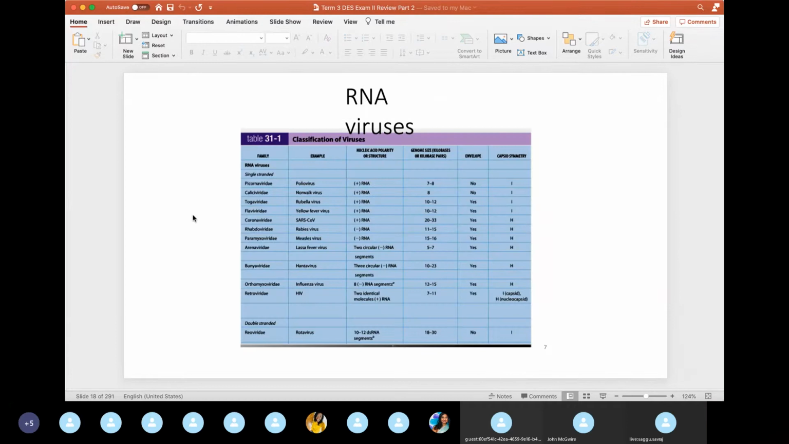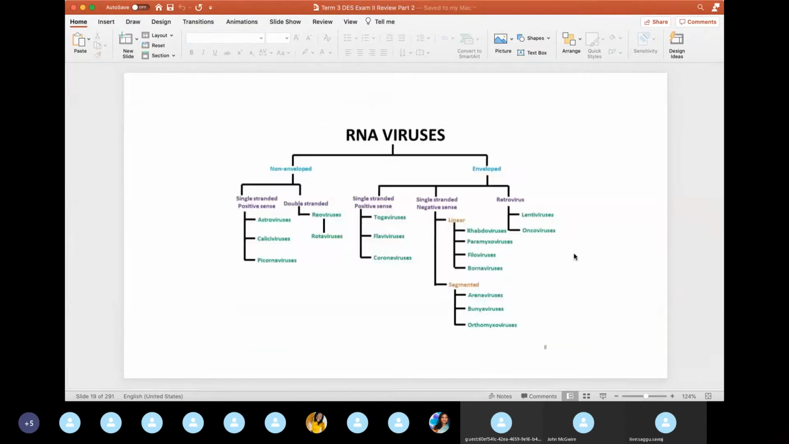Now, RNA. Just like DNA, you need to know examples of each, right? Single-stranded and double-stranded. There's only one double-stranded RNA virus. What is that? Rotavirus. Most common cause of diarrhea in children. Rotavirus. The rest are single-stranded. Now you need to know which one is positive and which one is negative. Okay, here's another one, RNA viruses. Another schematic.